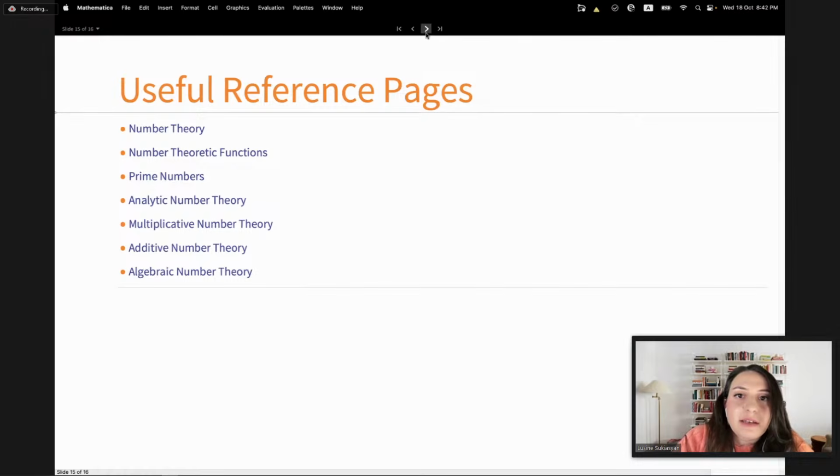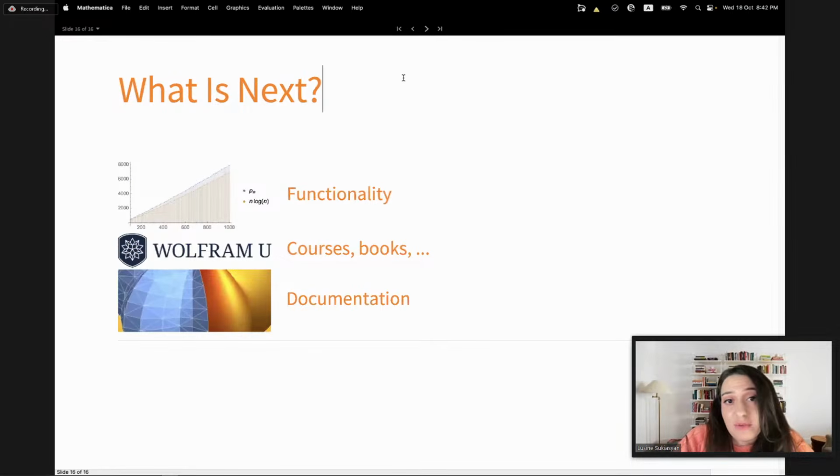You'll get the links. And so what is next? What is next in number theory in our company? Of course, functionality, new functions, better performance. We're now working on writing courses and books about number theory using Wolfram language, where the stress is going to be just on number theory, and Wolfram language is just the tool that we have. And of course, we always improve the documentation.